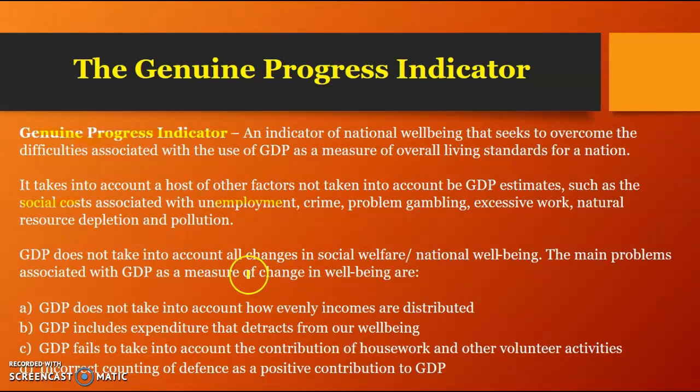Its basic premise is that GDP does not take into account all changes in society's welfare or well-being, and there's a whole range of problems with GDP, including that it doesn't take into account how evenly income is distributed. It includes expenditure that detracts from our well-being, like problem gambling and spending on smoking and alcohol. It fails to take into account the positive contributions of things like housework and volunteer activity, and it incorrectly counts certain things as positive. For example, if we spend $1 billion on defence, is that actually having a positive impact on our living standards, even though it contributes to our GDP?